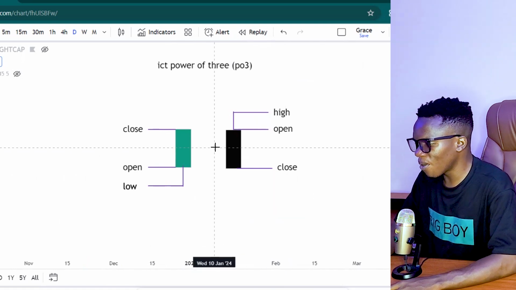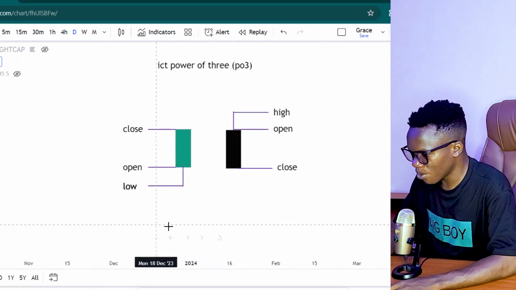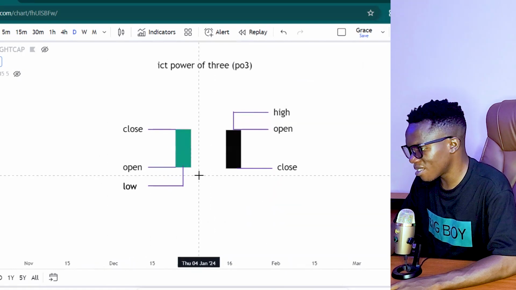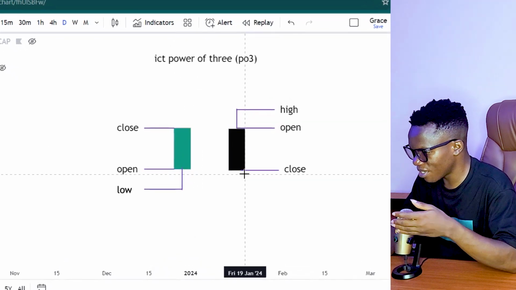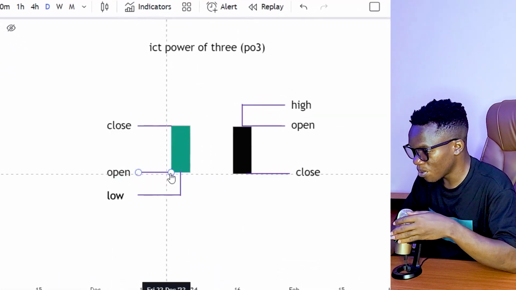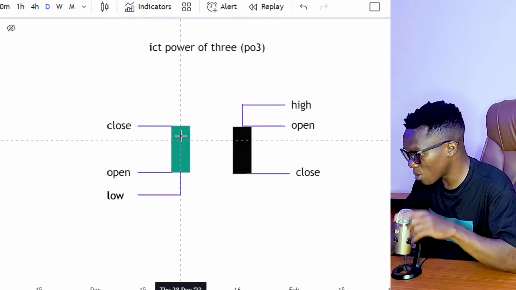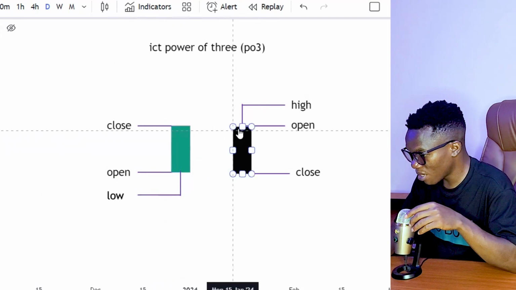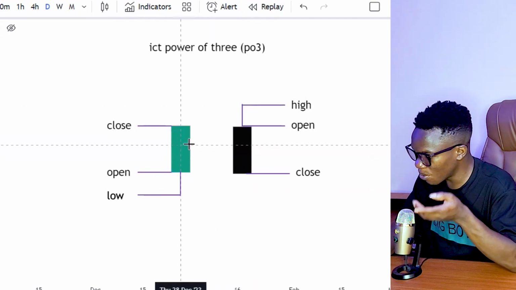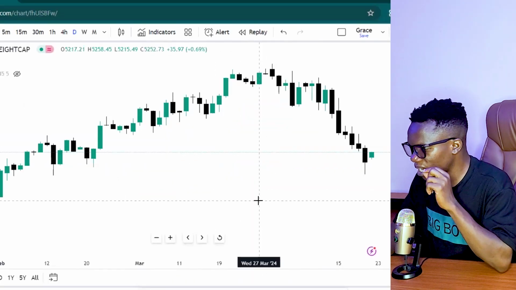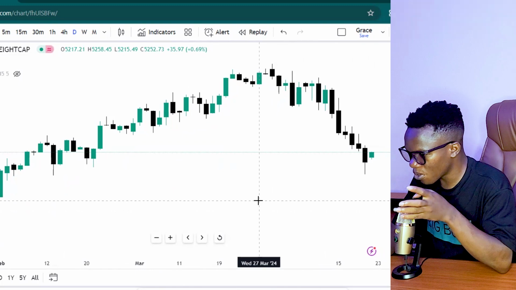All right, so this is how ICT power of three looks. Let's assume this is any time frame candlestick. This is the bullish, this is the bearish. Then price open, trade lower before expand to the upside. Then price open, trade higher before expand to the downside. Bullish scenario, bearish scenario.